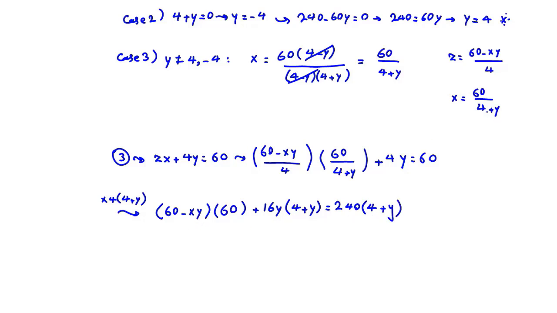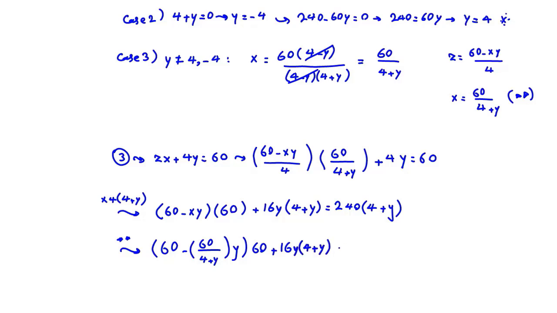Let's call this one, for example, double star. If we use double star, we replace x with the expression in y. So it will be (60 minus 60 over 4 plus y times y) times 60, plus 16y times (4 plus y), equal to 240 times (4 plus y).